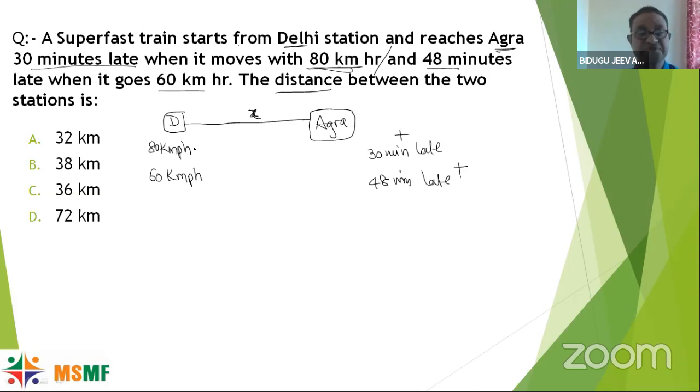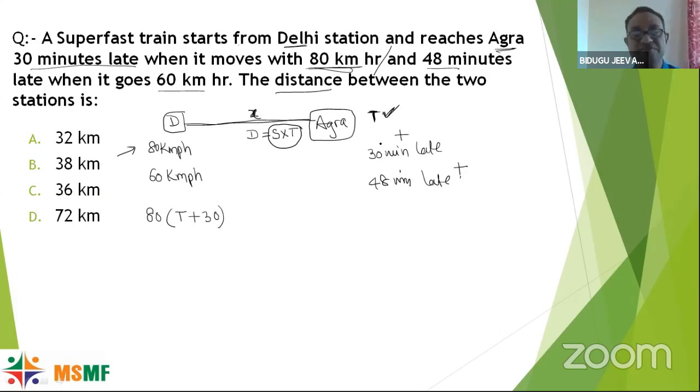Great. Now here, in this situation, distance is constant in both situations. Let us assume time is t. The exact time to reach the destination is t. So here distance is the same, which means distance is equal to speed into time. Let me consider this part. In the first case, speed is 80, time is t plus 30.